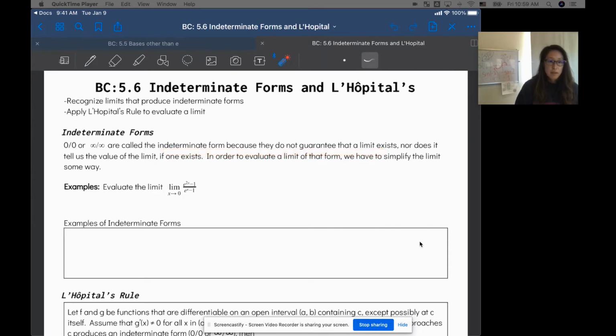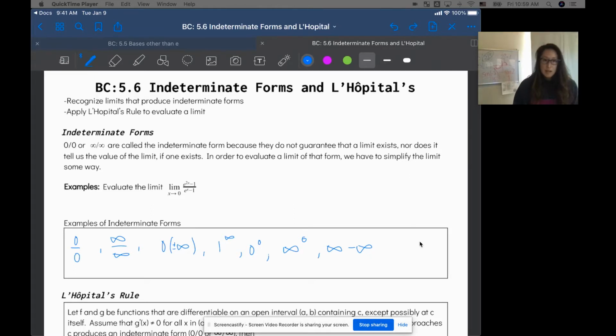Okay, so indeterminate forms are things like 0 over 0, infinity over infinity, 0 times plus or minus infinity, 1 to the infinity, 0 to the 0, infinity to the 0, infinity minus infinity, and that's it. Okay, there might be other ones, but those are some of the common ones. The ones that we see most often are our 0 over 0 and infinity over infinity. So let's look at this example.